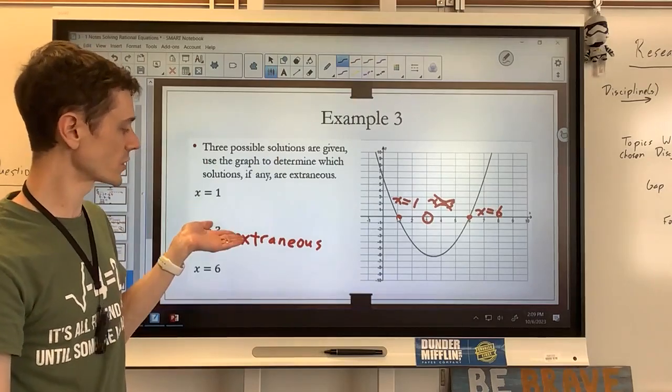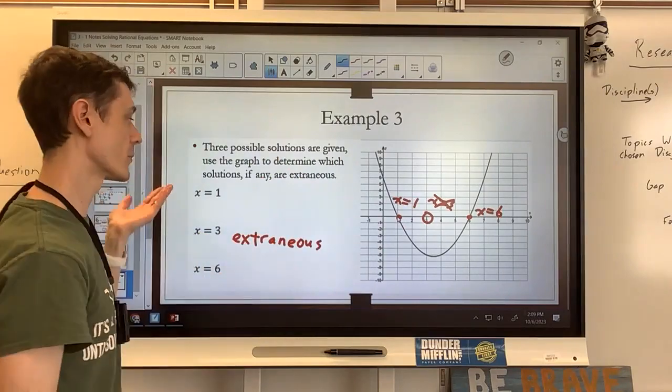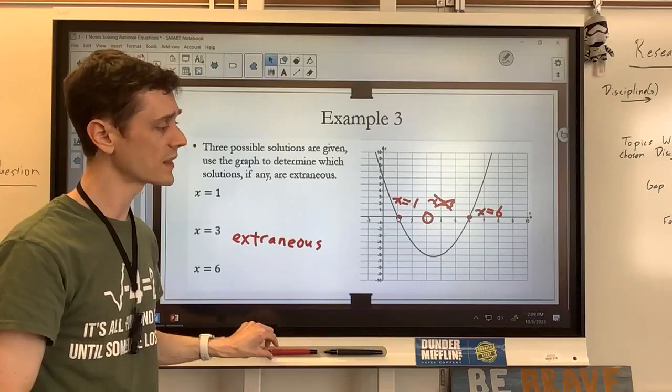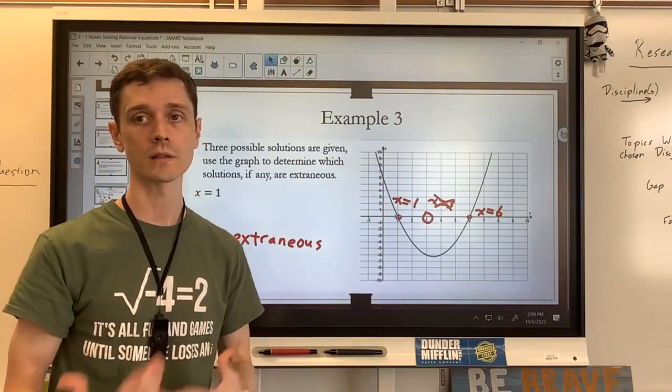If they ask you which ones are extraneous, I would just say the x equals 3. If they ask me which ones are my solutions, then I would say the x equals 1 and the x equals 6 instead. So it would depend on how the question is phrased. But that's it for the lesson on how to deal with solving rational equations, either algebraically or graphically.